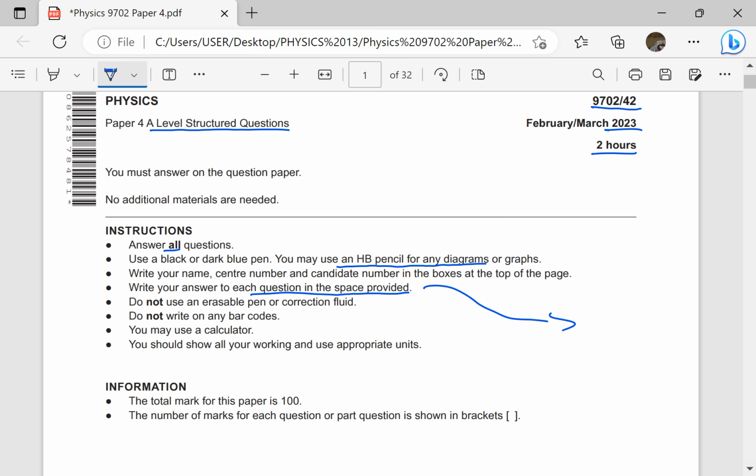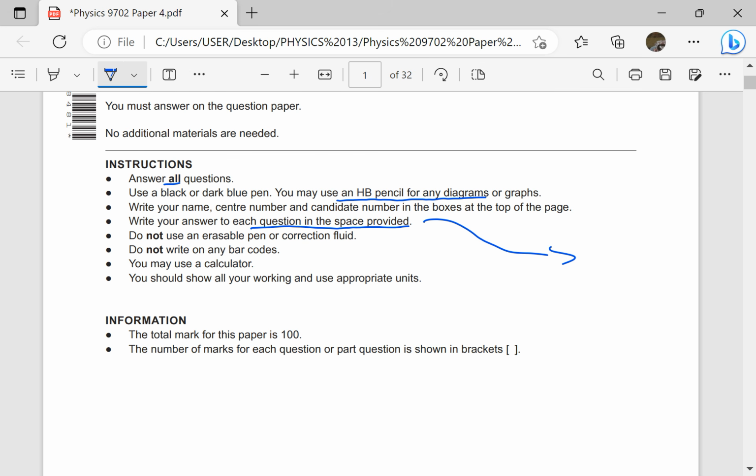Now, fortunately, paper 4 has so many blank pages, especially for questions which require you to prove or show that. You can first analyze them on the blank pages. Then you come up with a very precise and accurate method so that you can get those free marks. So this question paper always has many blank pages. Do not use an erasable pen or correction fluid.